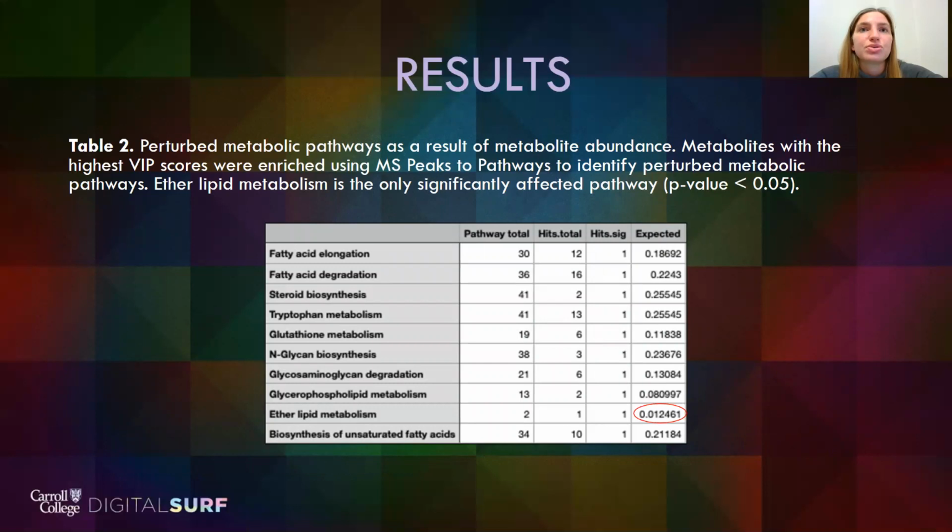So table 2 shows that the only significantly perturbed pathway was the ether lipid metabolism, because it was the only group with a p-value that was less than 0.05. Other pathways that had high numbers of metabolites detected included tryptophan metabolism, fatty acid elongation and degradation, and biosynthesis of unsaturated fatty acids.